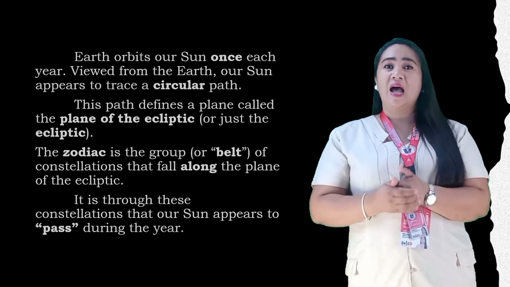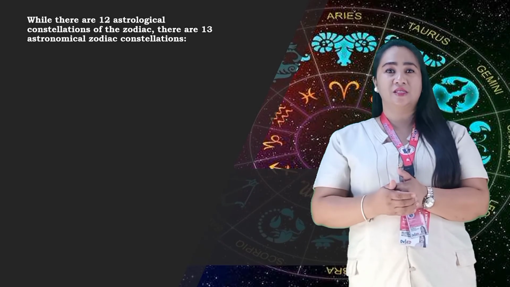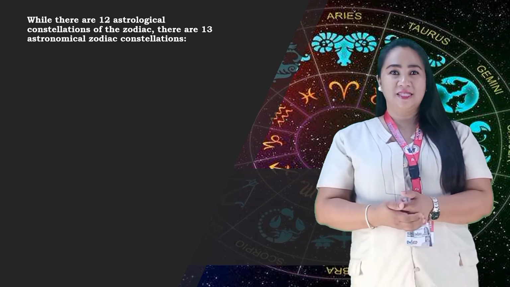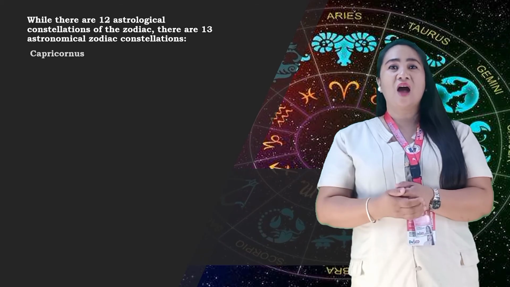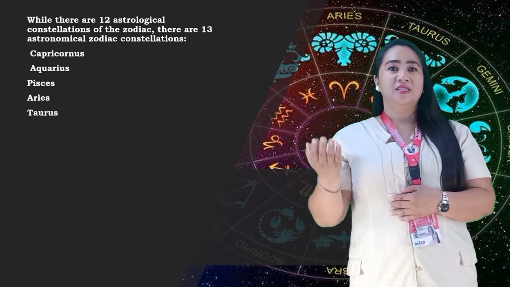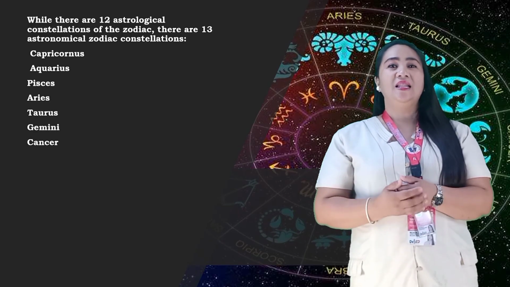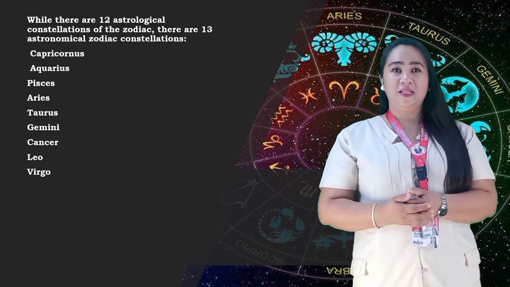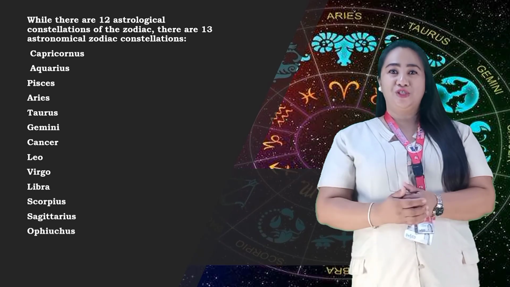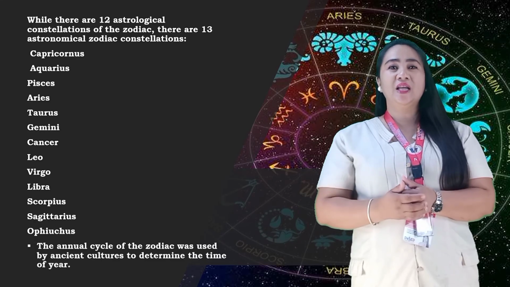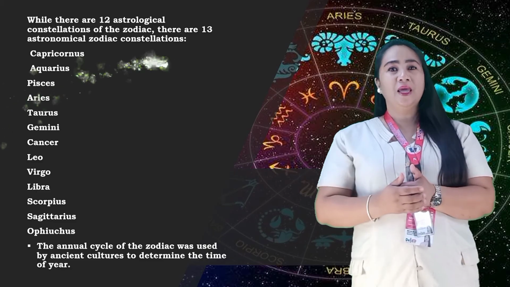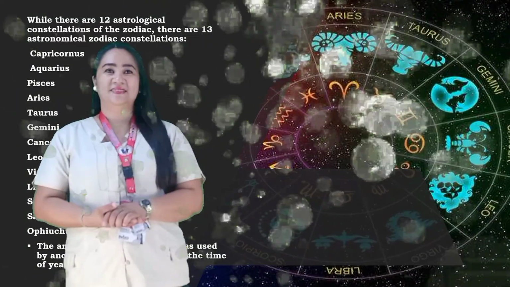While there are 12 astrological constellations of the zodiac, there are 13 astronomical zodiac constellations: Capricornus, Aquarius, Pisces, Aries, Taurus, Gemini, Cancer, Leo, Virgo, Libra, Scorpius, Sagittarius, and Ophiuchus. The annual cycle of the zodiac was used by ancient cultures to determine the time of the year.